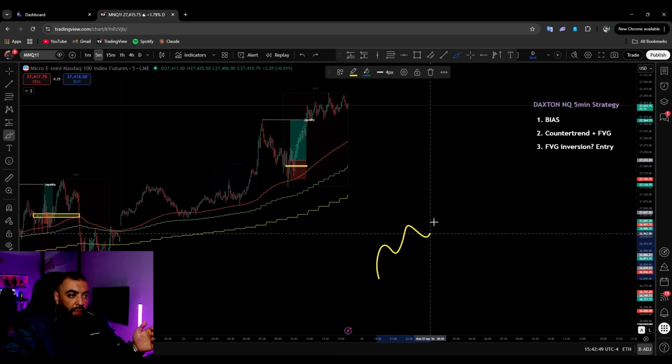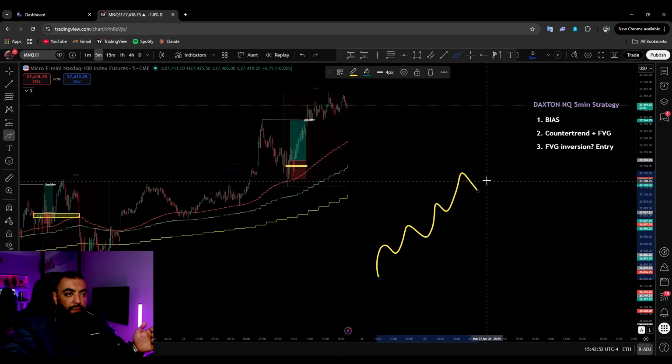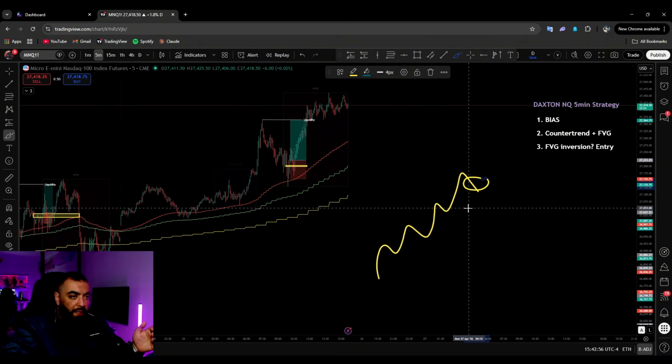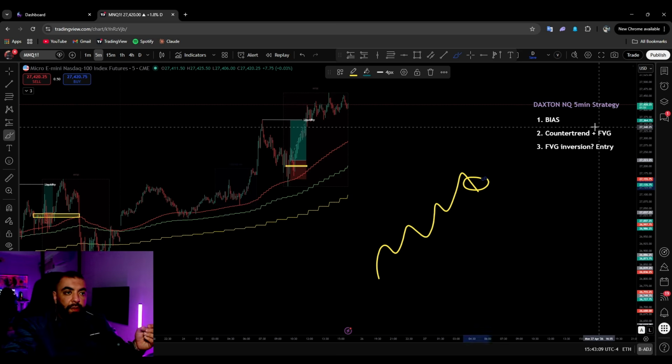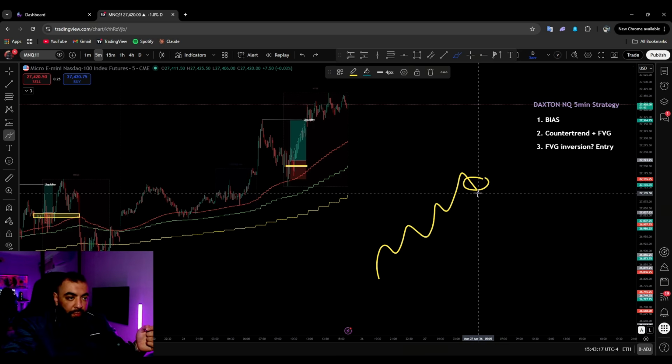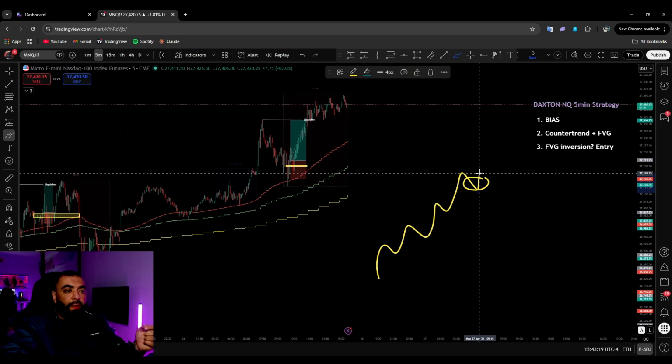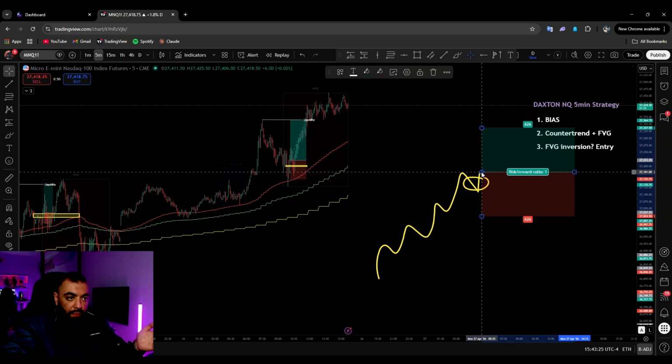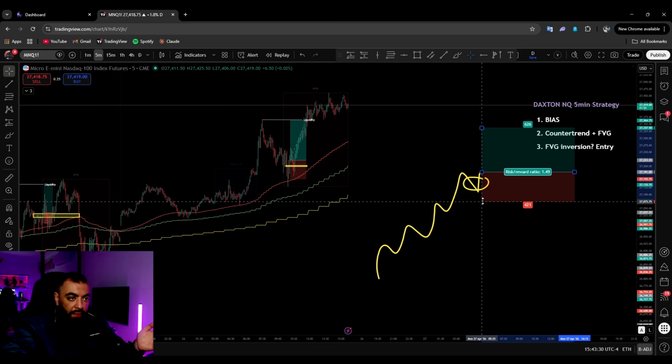Now let's say we are bullish today. We are looking for a fair value gap inside the counter trend or inside the pullback, which is opposite to my bias. This is the second step. Now, if the price breaks this fair value gap and inverts it, we enter long. We put our stop loss either at the previous candle or the previous swing low.